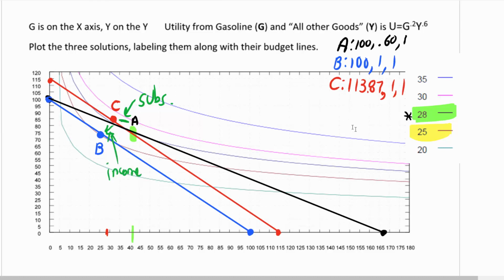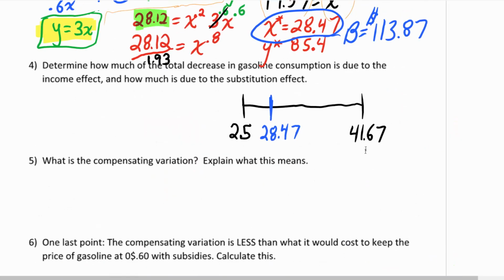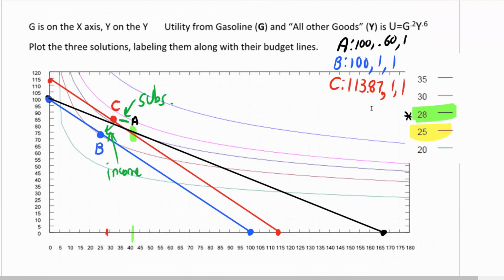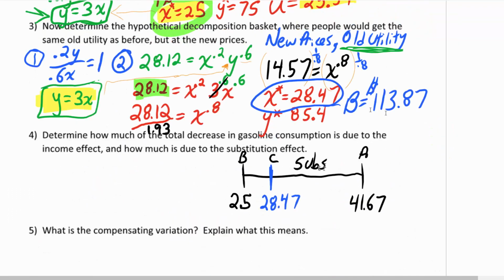So when we go back to our little graph, breaking it down here, we see this is the original point, A. The middle point is C. This last point is B. Between A and C is the substitution effect. So we can see the substitution effect is much, much, much larger here than the income effect, which is the much smaller difference here between 28.47 and 25.